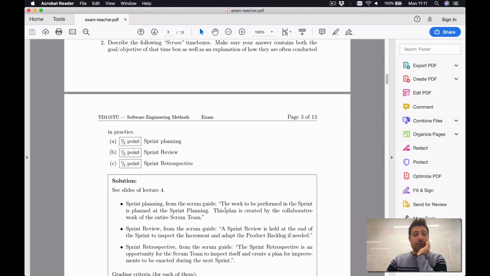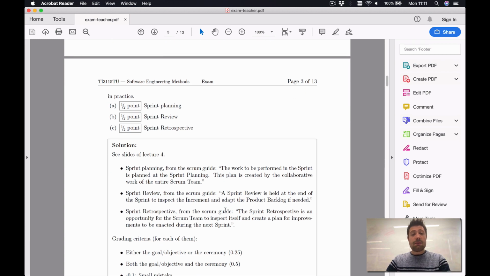Then I had a question about Scrum. You also did a very good job in there. I saw lots of personal experiences in there. I suppose this comes from the project that you're doing. I see people explaining how they did planning in their projects, how the reviews and retrospectives went.